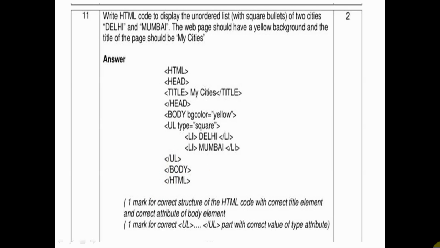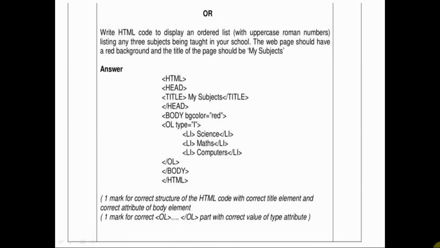Let's move to the next question. We have one more question in the OR sections. And this question says, write HTML code to display an order list with uppercase Roman numbers listing any 3 subjects being taught in your school. The web page should have a red background and title of page should be My Subjects. So more or less the question is same. Here the major difference is here you have to use order list and the previous question we have used unordered list. And the rest is same. The background color we have to change yellow to red here and the title is My Subjects.